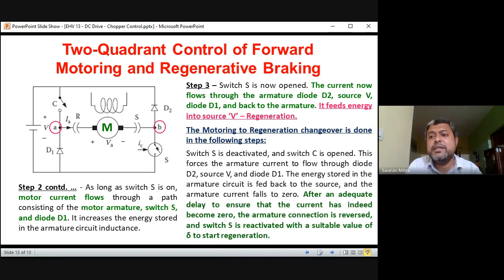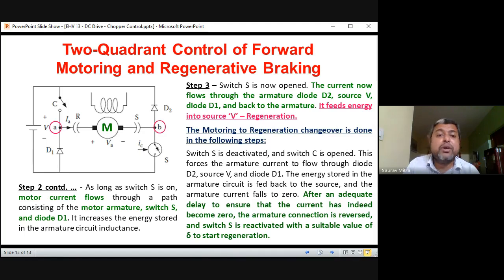So the whole third step is explained in elaborate manner. So switch S is deactivated and switch C is opened. So there is a third case which is again being explained. So this forces the armature current to flow through the diode D2. Because of Lenz's law, there has produced a negative voltage. So this negative voltage will make actually the diode D2 conduct. So D2, source V, and D1. The energy stored in the armature circuit, or actually armature coil, is fed back to the source. Okay, and the armature current falls to zero.